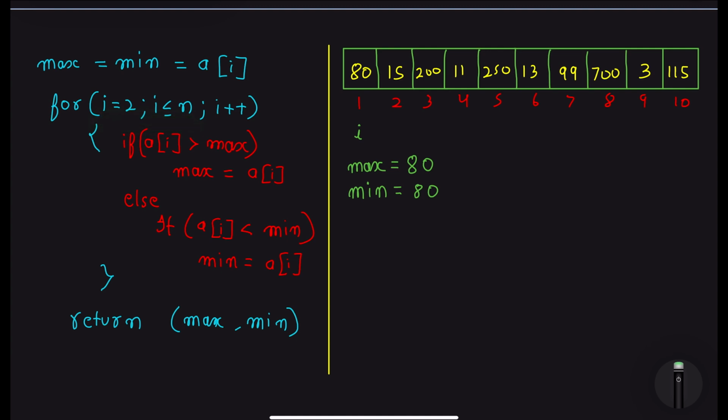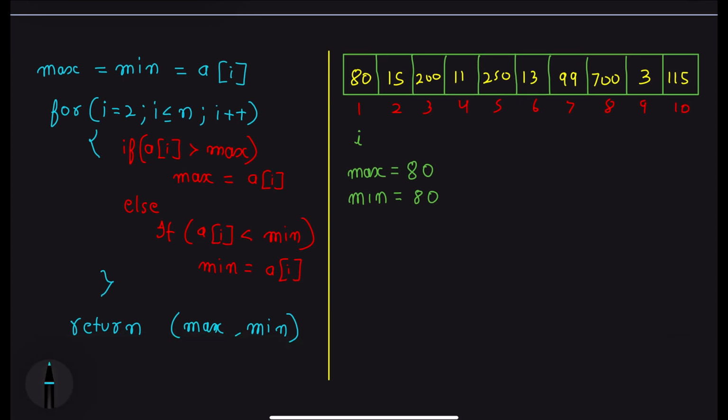There is an if else statement inside the loop. First we will compare if the current element, which is a of i, is greater than the maximum element. If it is greater, then the new maximum element will be a of i. In the second condition, we will compare the current element and the minimum element. If the current element is smaller than the minimum element, then the current element will be the new minimum element. This will run a total of n minus 1 times, and at last we will get the maximum and the minimum element, and we will return them.